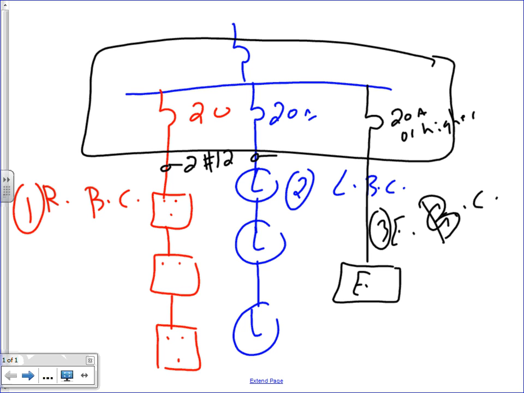How about here? In a commercial building, number 14 dropped immediately. You don't use 14. So how many conductors do I need here? 2 conductors, number what? 12. Now, suppose I have a piece of equipment and it's a 20 amp dedicated circuit for it. So that would be also 2 conductors, number 12.